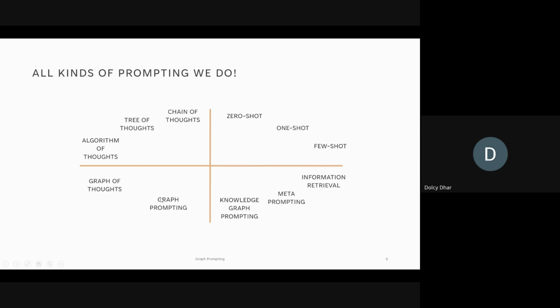So here I want to just clarify a few things. Now you must be seeing graph of thoughts, knowledge graph prompting, meta prompting, information retrieval. So I want to explain to you a little bit.